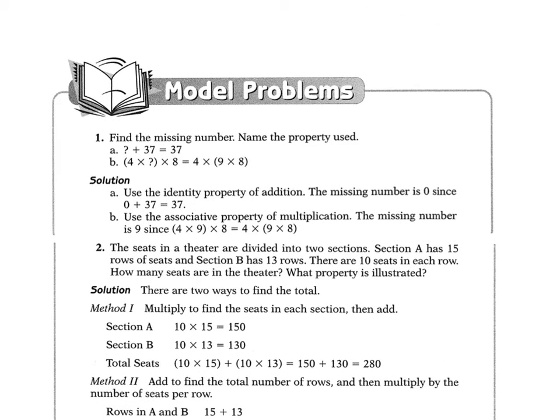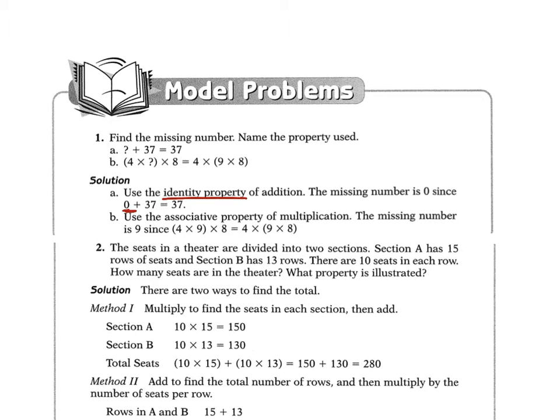For this example 1, we have find the missing number, and name the property used. So if we look here, we have something plus 37 is equal to 37 for A. Well, we can use the identity property because it's not changing the number, so it's just the identity property, and it would just be 0. So 0 plus 37 is equal to 37, and that is the identity property.